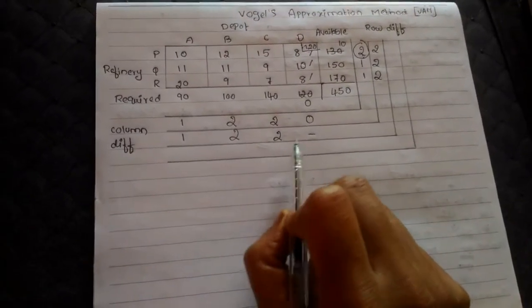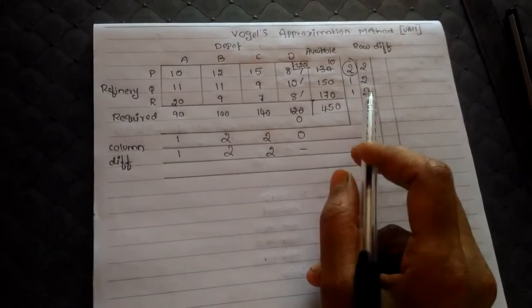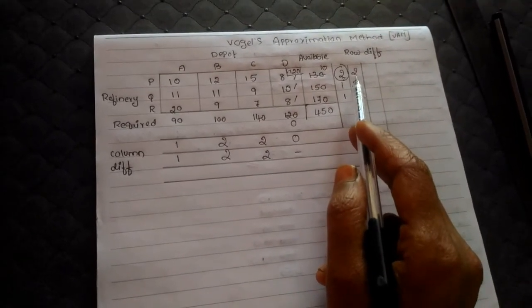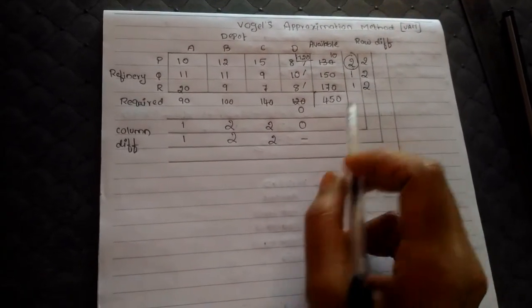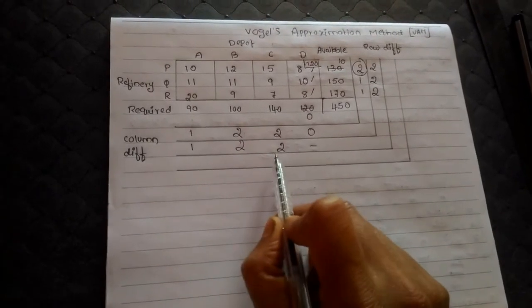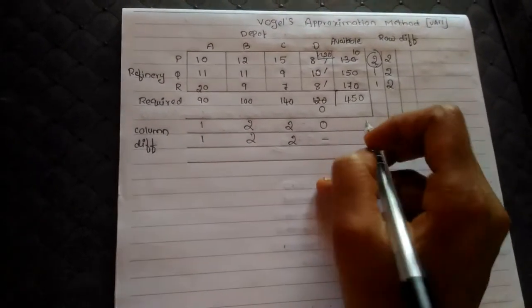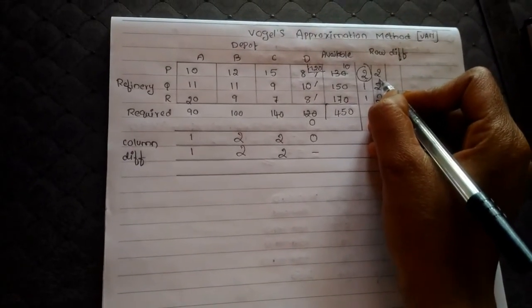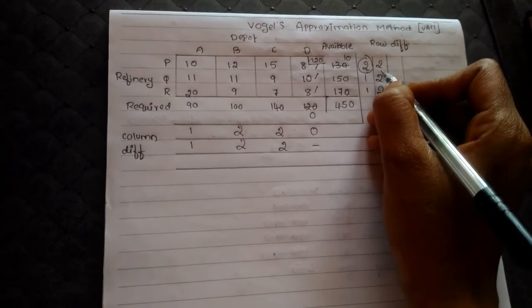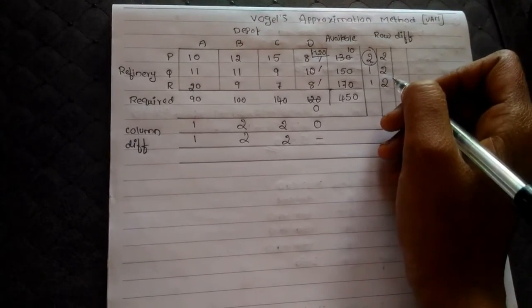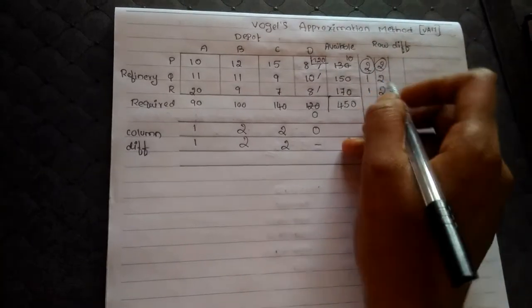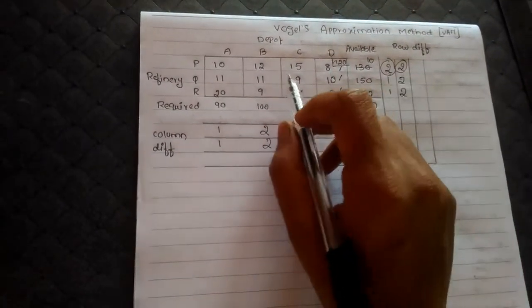Amongst these, find out the largest one. The largest is 2. Now since 2 is present more number of times, in row differences I have 3 occurrences of 2 and in column differences I have 2 occurrences of 2. So what I will do, I will choose any one of them arbitrarily. I will just go on choosing first from the row. So I will just consider this 2. This 2 is the difference of row 1.